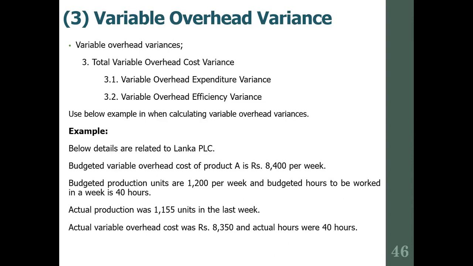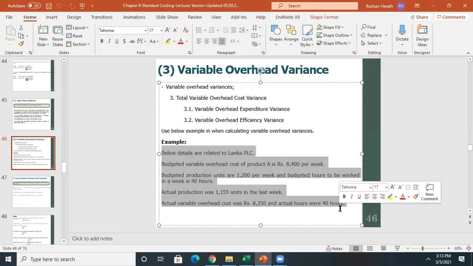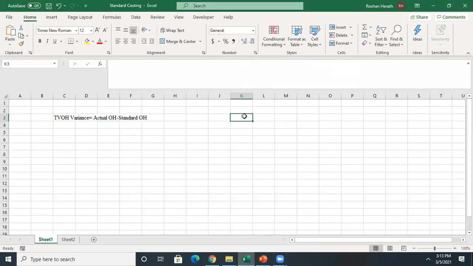Right? Okay. So now we may refer to this and work out what is the total variable overhead cost variance. So let's look at the total variable overhead cost variance. Right? The question says that below details are related to Lanka PLC. So let me copy this information and take that to the Excel sheet.